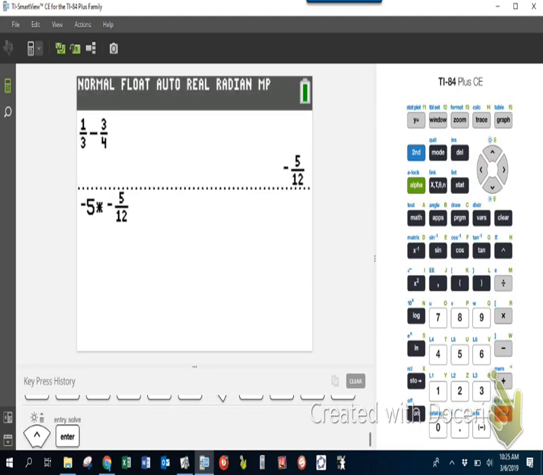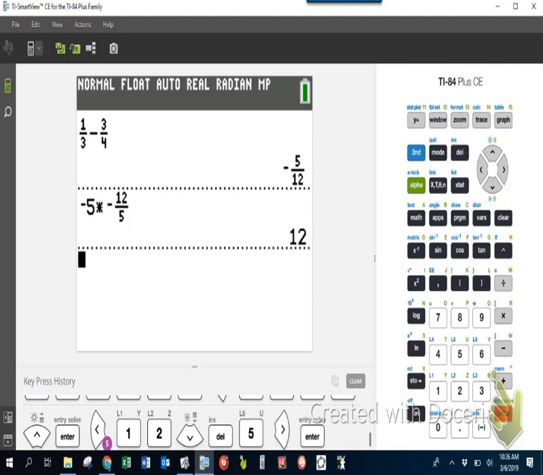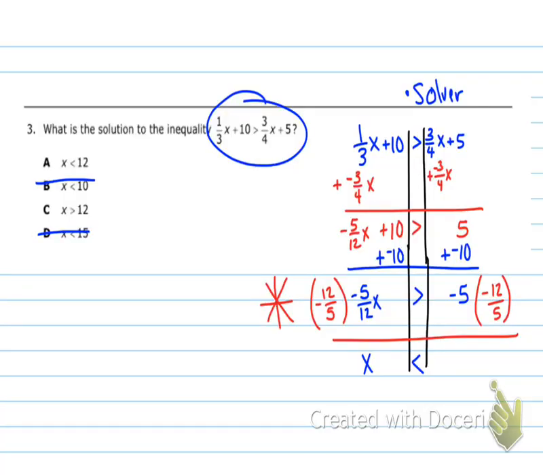Oh, that one's not going to be the same thing, actually. It's supposed to be negative 12/5. And that leaves me with positive 12, which is what I was expecting, right? Now, this right here is my final answer, where x is less than 12. Unless you're willing to go through all the work, you wouldn't be able to tell the difference between A and C. So solver will help you eliminate, but you still have to be able to solve to get that.